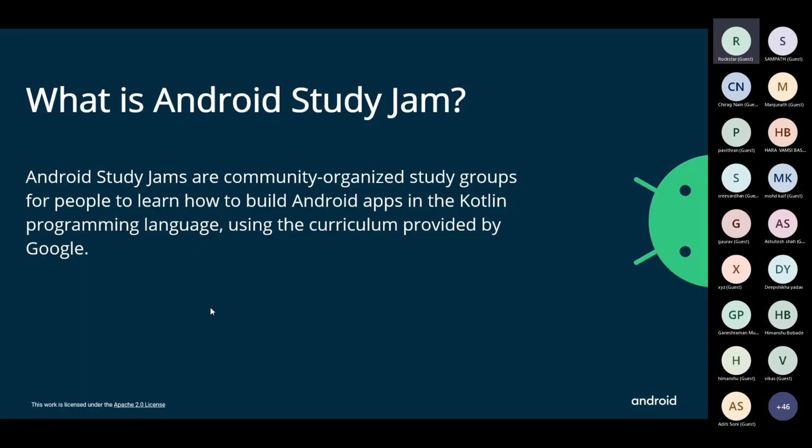So, what is Android Study Jam? Android Study Jams are community organized study groups for people to learn how to build Android applications in the Kotlin language. This is done with the help of curriculum provided by Google, and this year it is the Android Basics in Kotlin course. In the 3 study jams that we are going to organize, we are going to cover the entire course and the concepts that it deals with. So if you take some time out of your busy schedule and attend the study jams, I'm sure you will learn a lot of things.